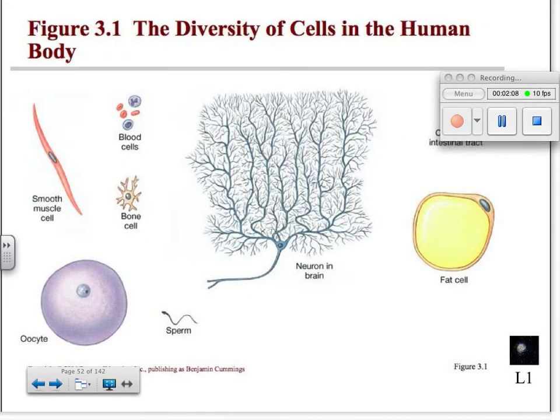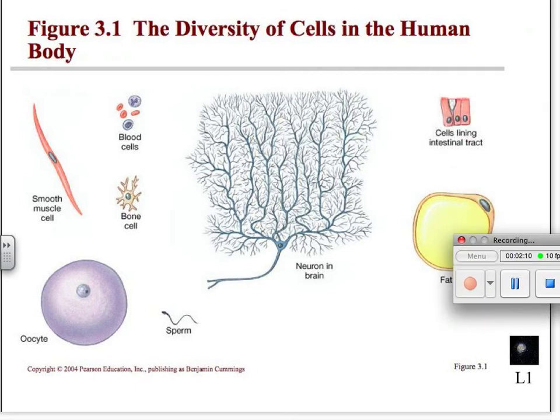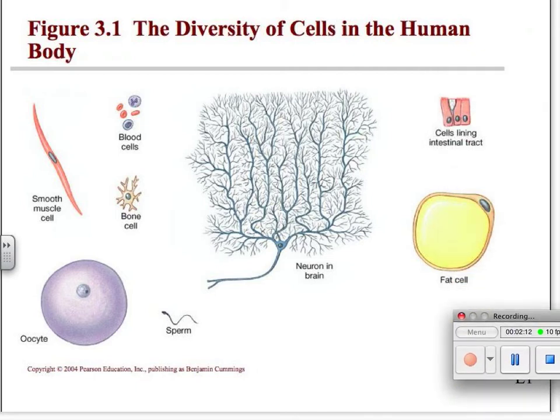Check it out. There are different kinds of cells in the body. This is just a basic view of the cells that you can have in the body. You've got smooth muscle cells. Notice the shape is long and slender, and when you contract, it becomes wider and fatter. You've got bone cells that kind of branch out and make hard crystal structures for support.